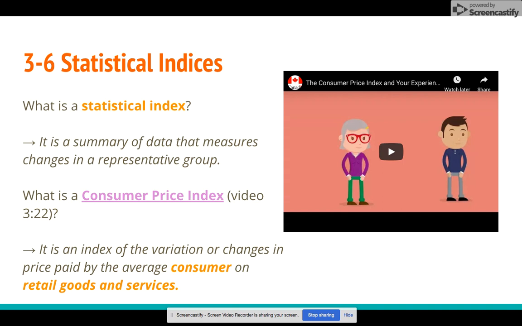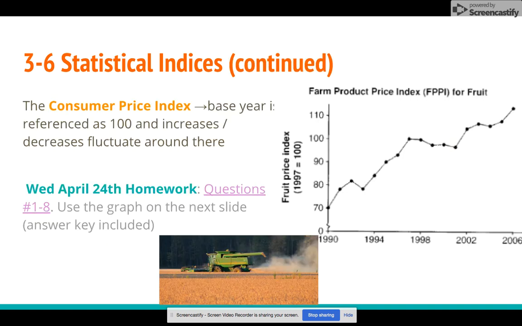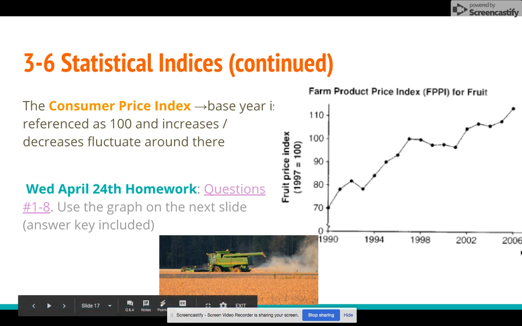So now that you've watched this video, let's take a look at how we might refer to an index chart. Here we have farm product price index for fruit. You can see on the x-axis, 1990, 1994, this continues on to 2006.